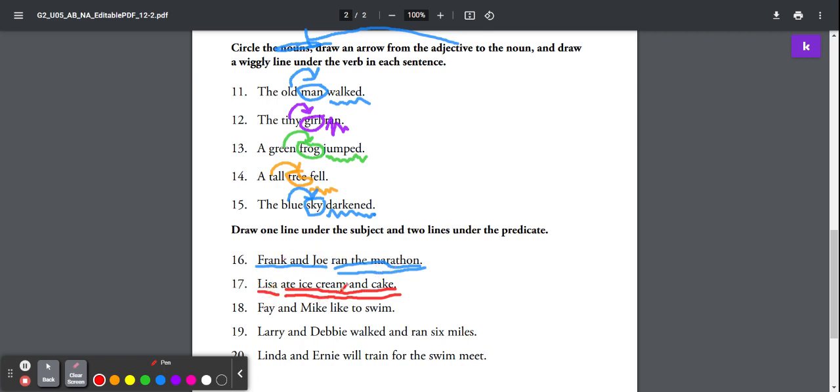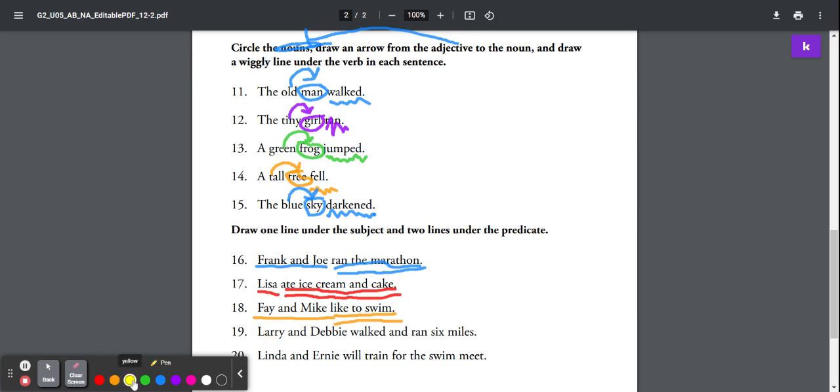Faye and Mike like to swim. Okay, so who is the sentence about? Faye and Mike are my subject. And what do they like to do? They like to swim. So here I had a compound subject, two subjects, but I had a regular predicate, like to swim.